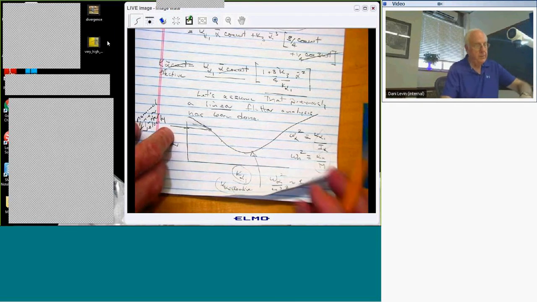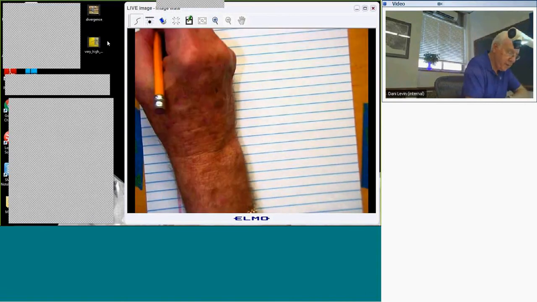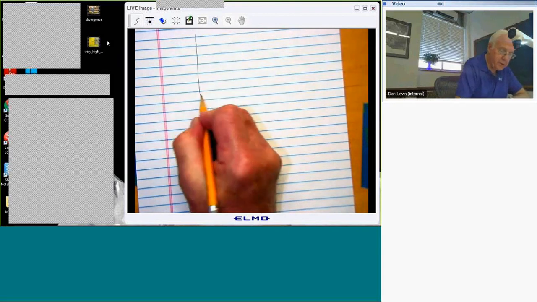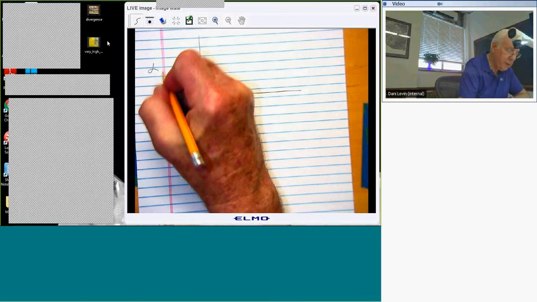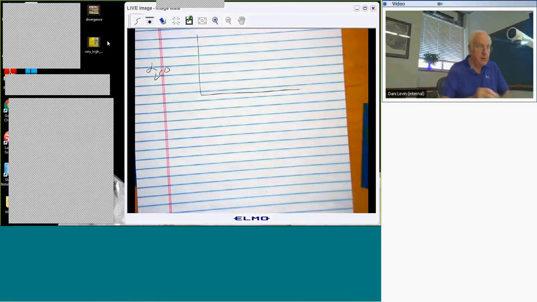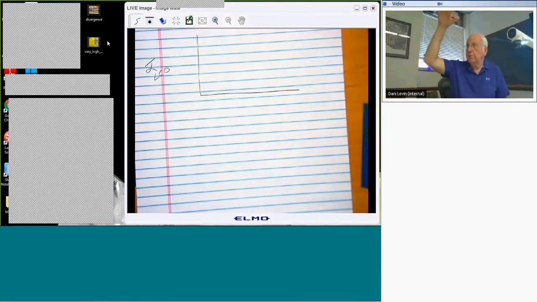Okay, so now keep that in mind. I'm going to draw you a picture. I'm now drawing a picture of the alpha limit cycle oscillation. This is alpha bar, if you will. This is the amplitude of the limit cycle oscillation.